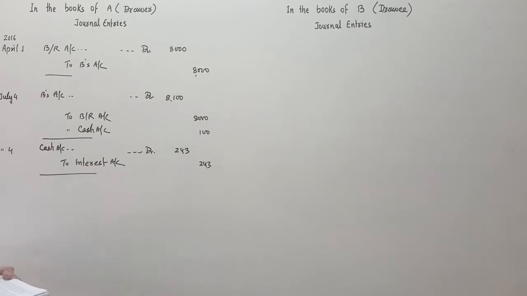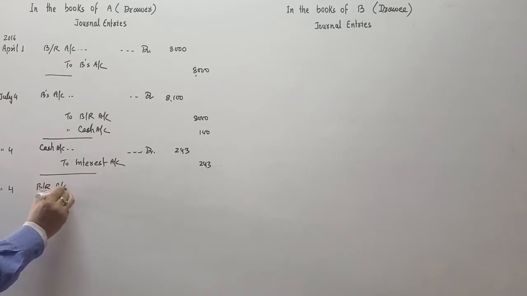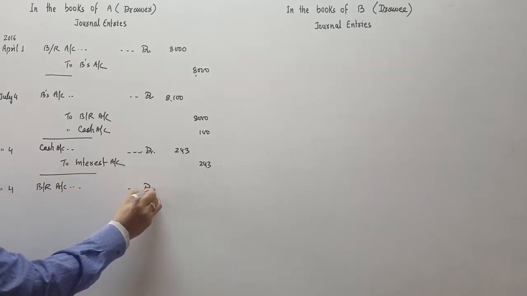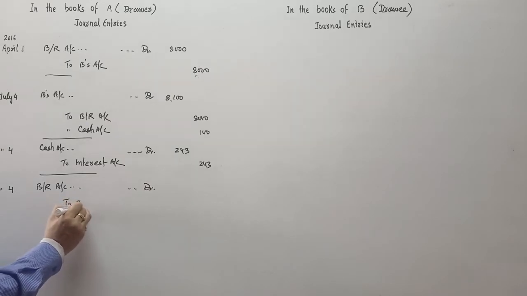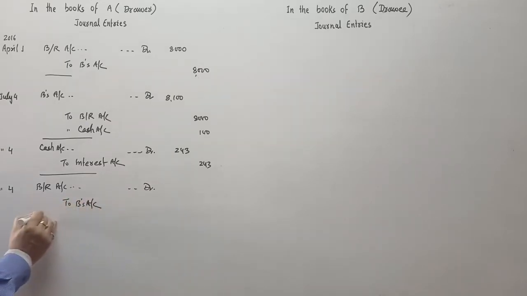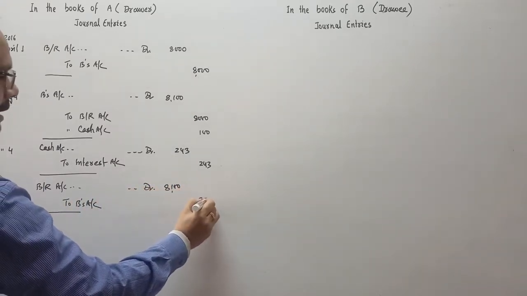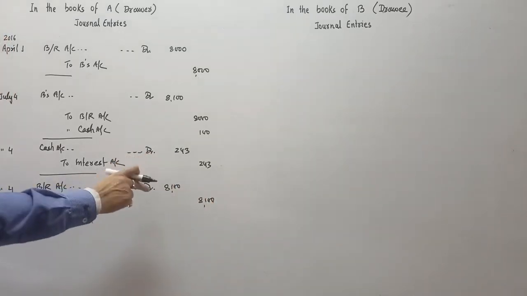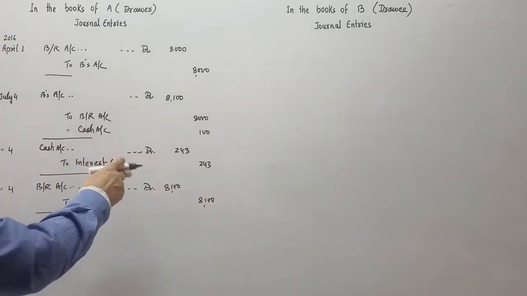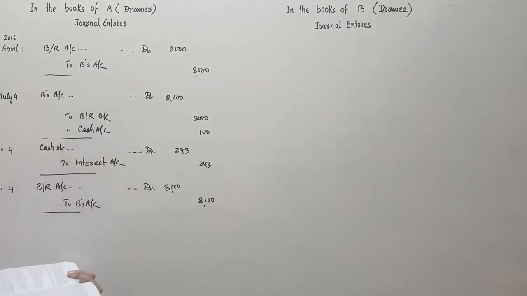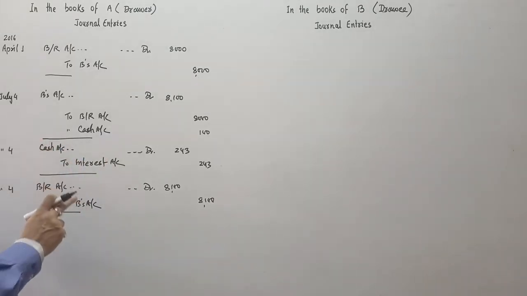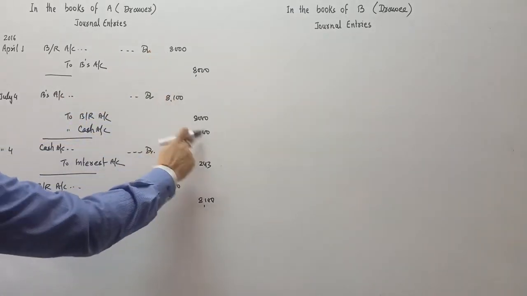Now after 73 days there is a renewal of the bill on July 4. Bills receivable account debit to B's account, new bill for rupees 8,100 including noting charges, because interest is paid. That interest amount is not added because interest is already given by the drawee in cash. So in the new bill the amount of the bill plus noting charges will be added.